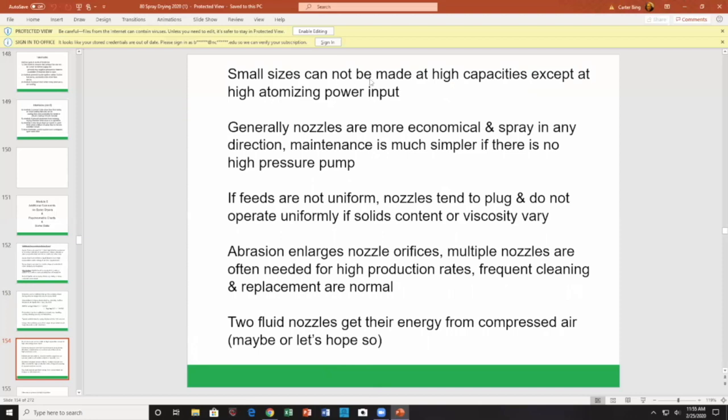Small sizes cannot be made at high capacities, except at high atomization power inputs. Nozzles are more economic and spray in different directions. Maintenance is much simpler if there's no high pressure pump. Feeds are non-uniform. Nozzles tend to plug and do not operate uniformly if solids content and viscosity vary.